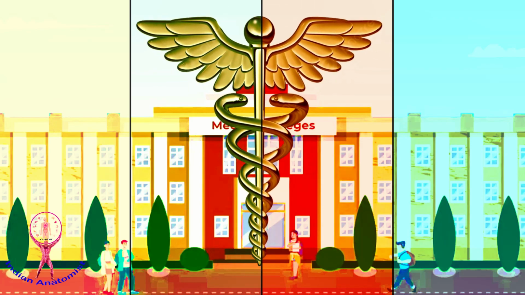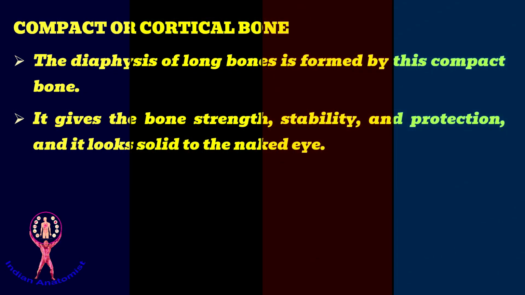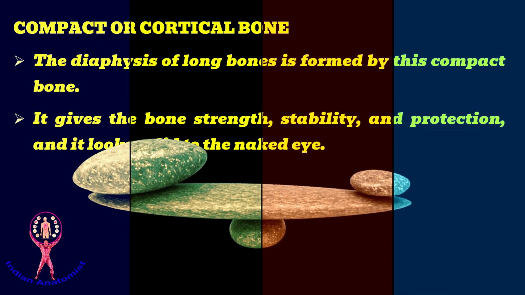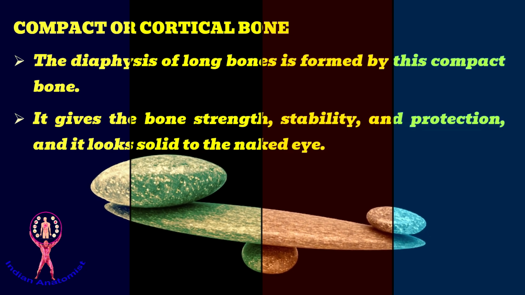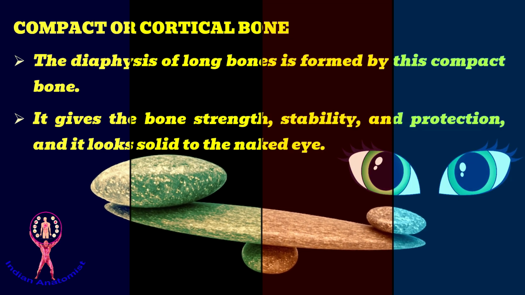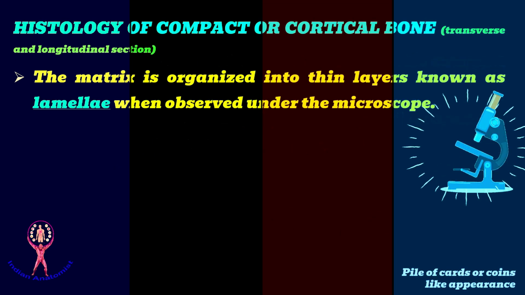First, we shall examine the concept of compact bone. Compact or cortical bone. The diaphysis of long bone is formed by this compact bone. It gives the bone strength, stability and protection, and it looks solid to the naked eye. The histology of compact or cortical bone can be studied in two ways: the transverse and longitudinal sections.